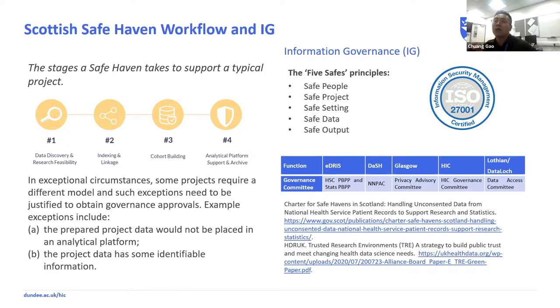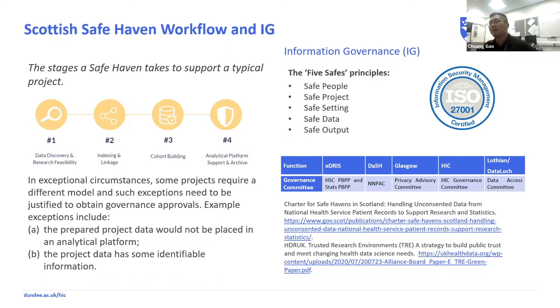Once this is done, the data will be transformed into a de-identified format as project data and hosted in the analytical platforms for the researchers to analyze. And then by the end of the project, all the original data, including the project data and the data generated from the analysis, will be archived within the safe haven itself. So this is just the general pipeline of working on a project in a safe haven.